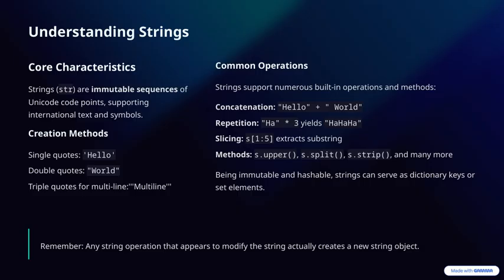Since strings are immutable and hashable, they can serve as keys in dictionaries or elements of sets, which is a powerful feature in Python. But it's important to remember, any operation that seems to modify a string actually creates a new string object. So, strings are essentially unchangeable once created, which helps keep data consistent. Connecting this to our overall theme, understanding these core properties of strings helps us write more reliable and predictable code, especially when dealing with complex text data.